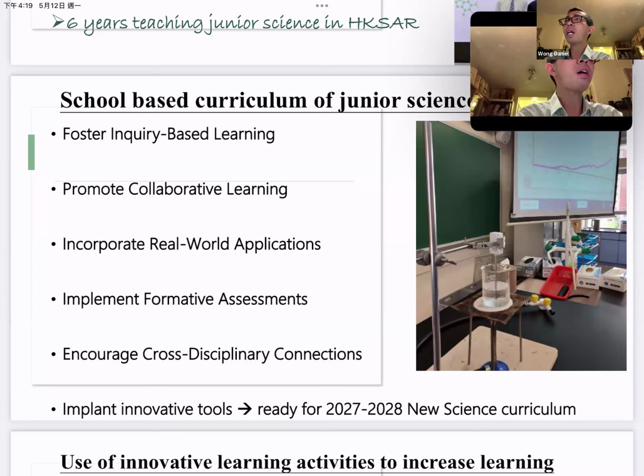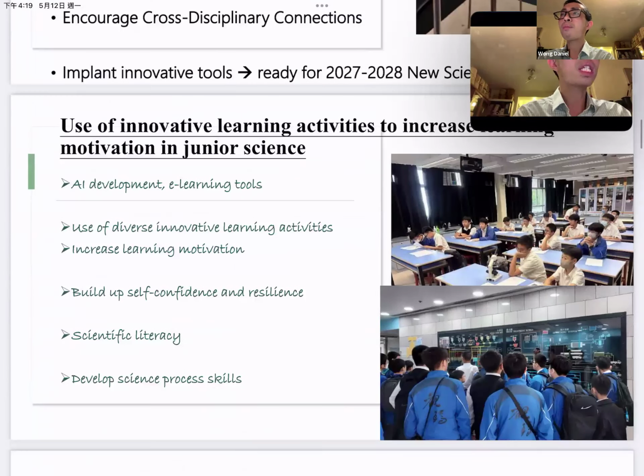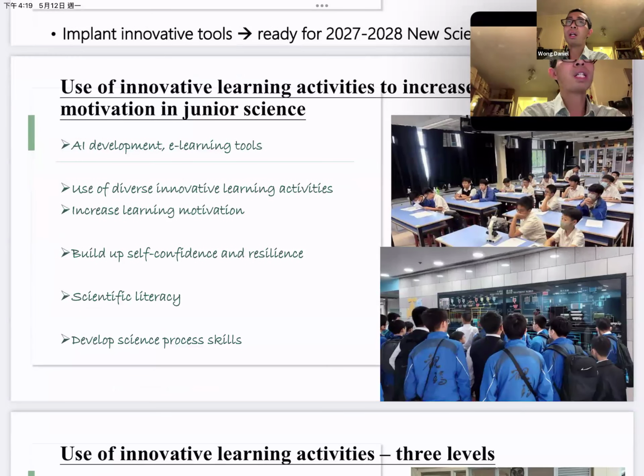Currently, the Hong Kong SAR government is trying a new science curriculum in primary school, and in the coming couple of years, Hong Kong local schools will adopt a brand new science curriculum. We want to use more e-learning activities and also some innovative teaching tools to increase the boys' learning motivation.